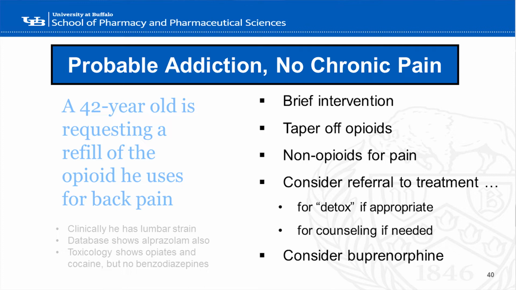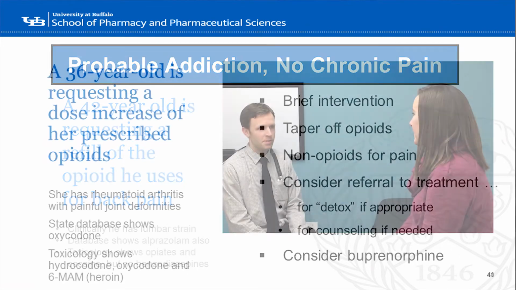So here, you could perform a brief intervention. We'll talk a little bit more of this later. Taper off all the opioids, consider non-opioids for pain, and if his addiction's severe enough, he might need detox or counseling. And also, this patient may be a good candidate for buprenorphine or even a referral to a 28-day inpatient treatment program. Let's look at this case.